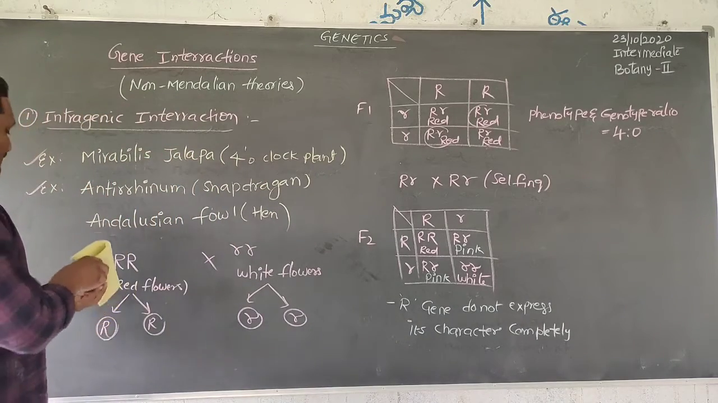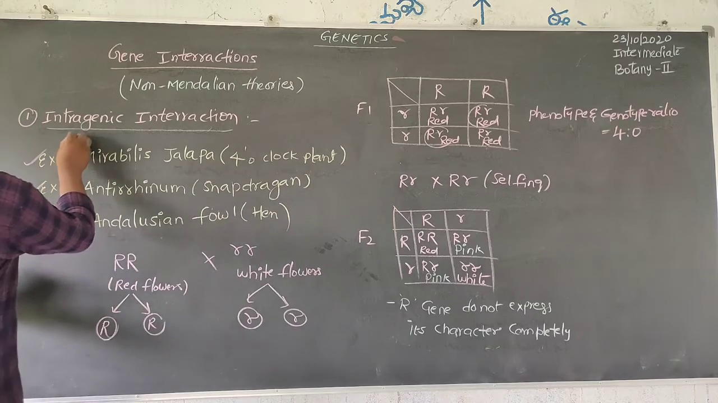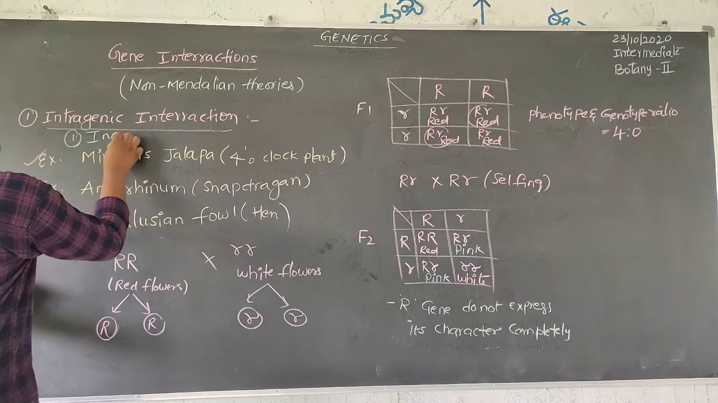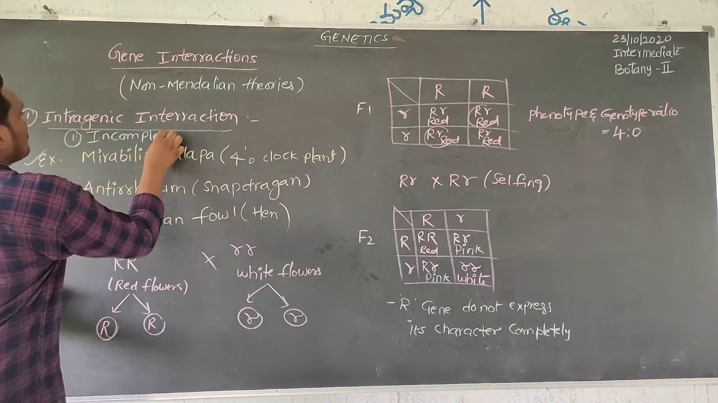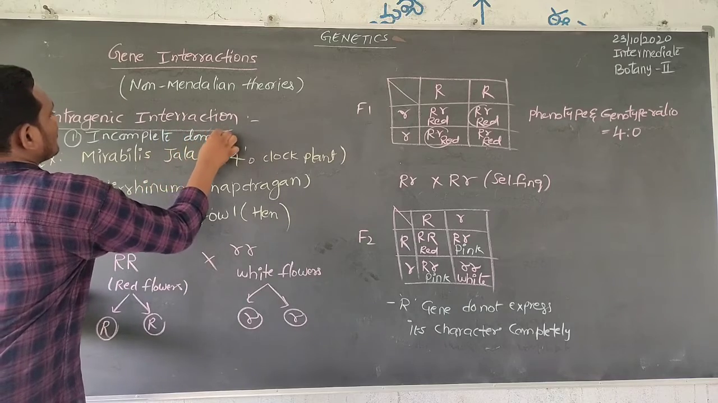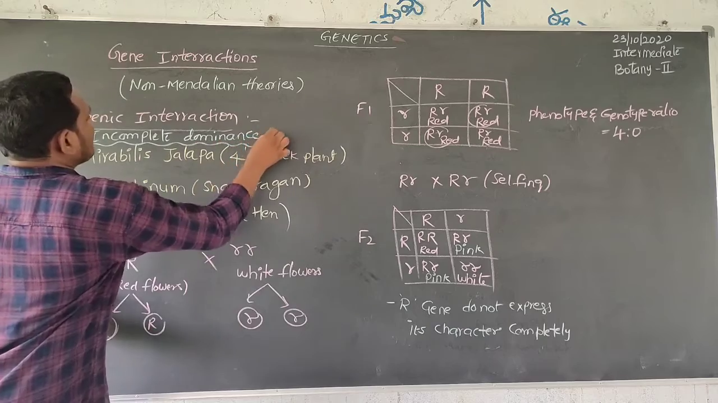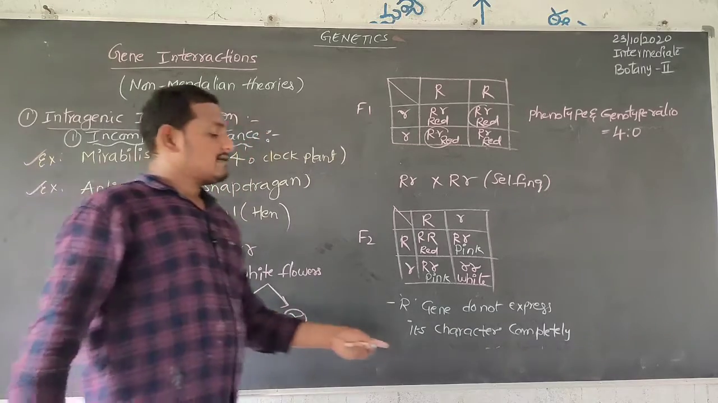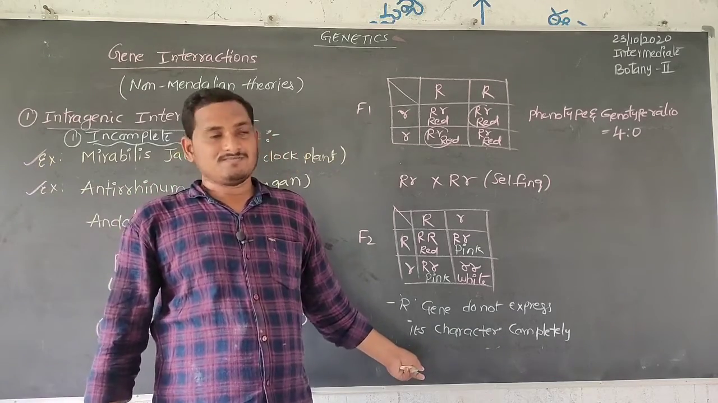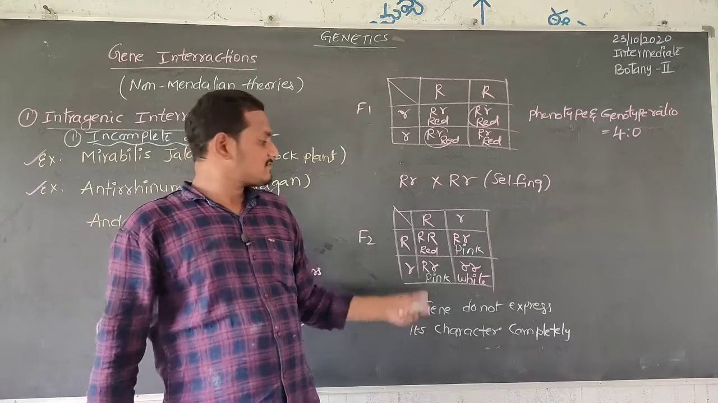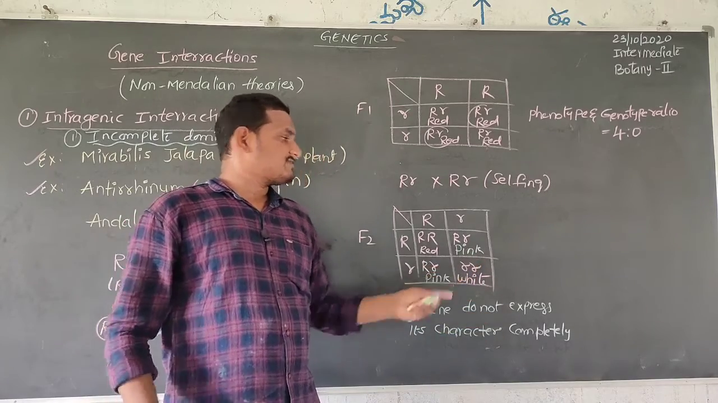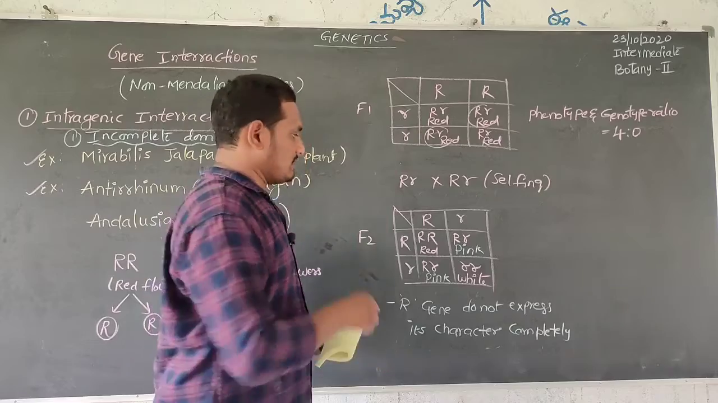So this is incomplete dominance. This type of interaction is known as incomplete dominance. That's why pink colored flowers come in the F2 generation.